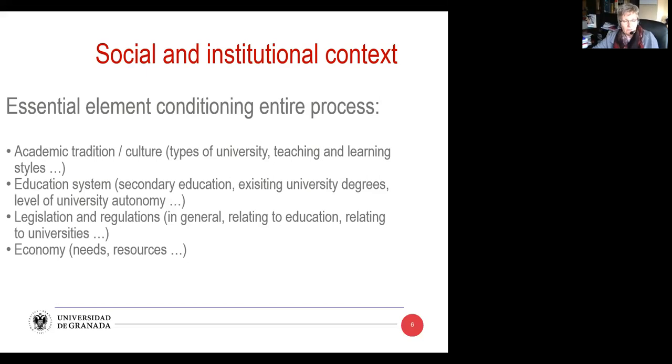And maybe just a couple of examples there. Academic tradition and culture. Different systems have different kinds of universities. Different systems have different teaching and learning styles. And I think one of the situations in which I learned most about the difference between teaching and learning styles was in my fairly early days as a young lecturer in Spain, coming from the UK context, where on the whole, teaching and learning is very inductive. In Spain, teaching and learning is very deductive. That is, one starts with the theory and works towards the practice. In the UK, we would start with the practice and work towards the generalization and the theory. But this, of course, has a very, very strong impact on teaching and learning styles.